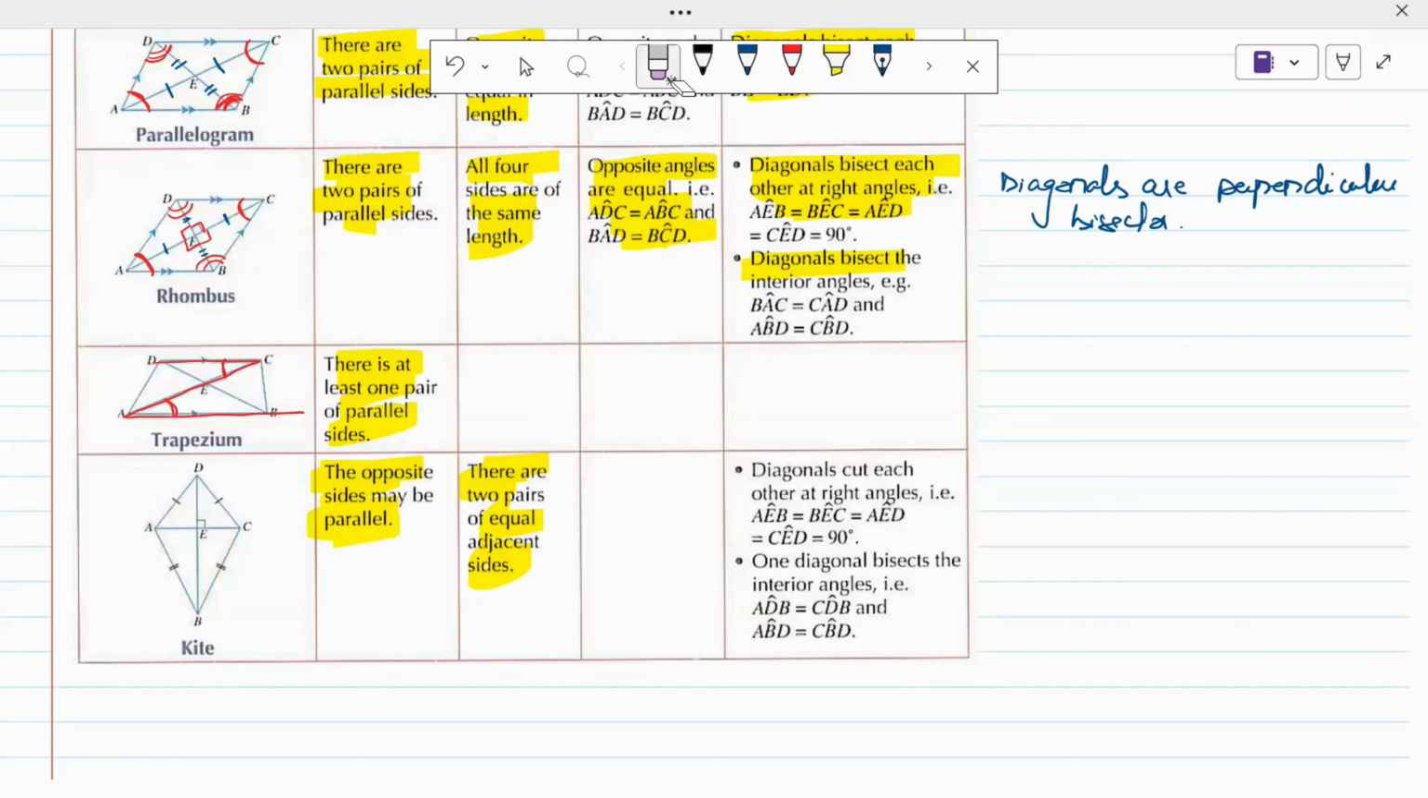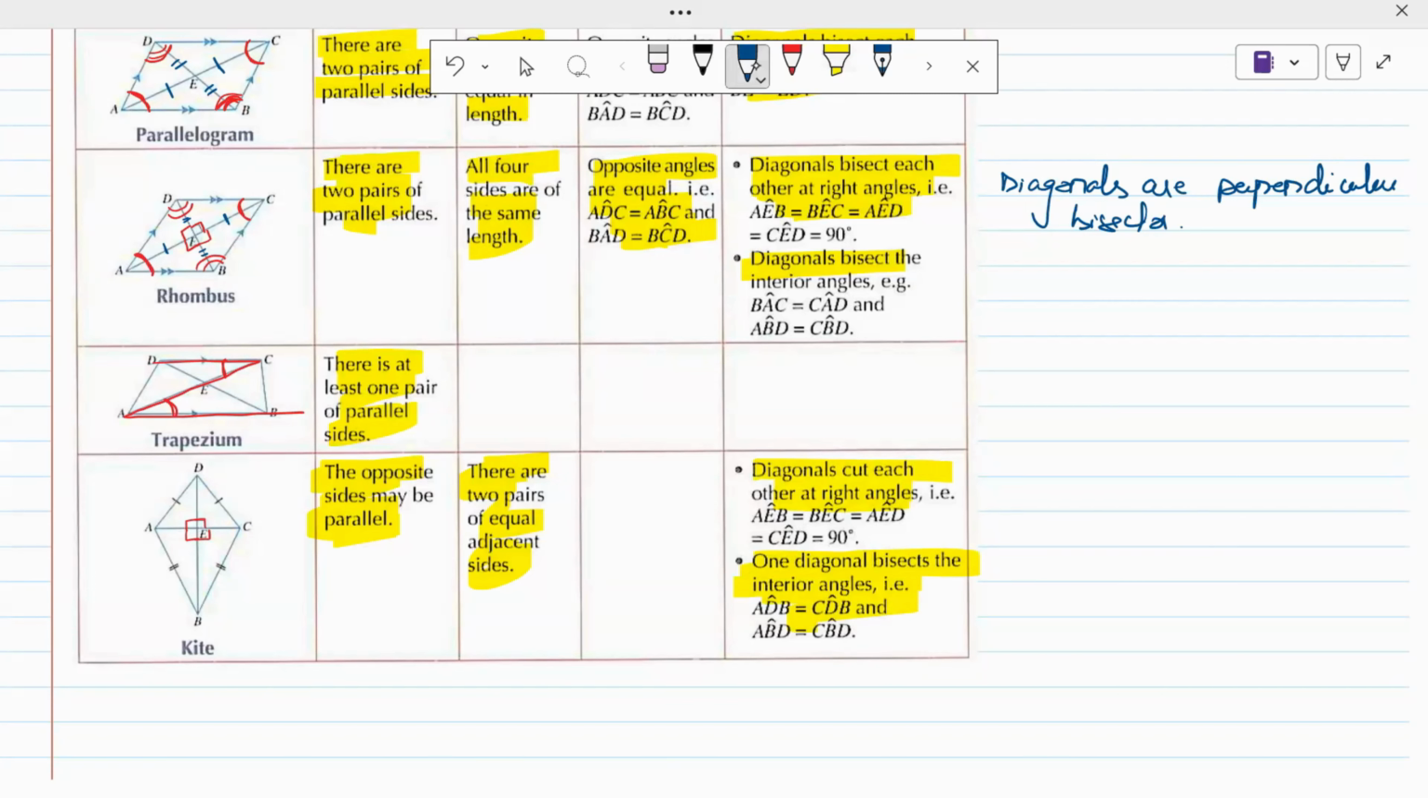Diagonals cut each other at right angles. That means it's 90 degrees here, 90 here, 90 here, 90 here. And yes, after cutting at 90 degrees, we see one diagonal bisects the other. One diagonal bisects the other. So that one diagonal is always the bigger diagonal out of the two. If it bisects the other, it's also making 90 degrees.